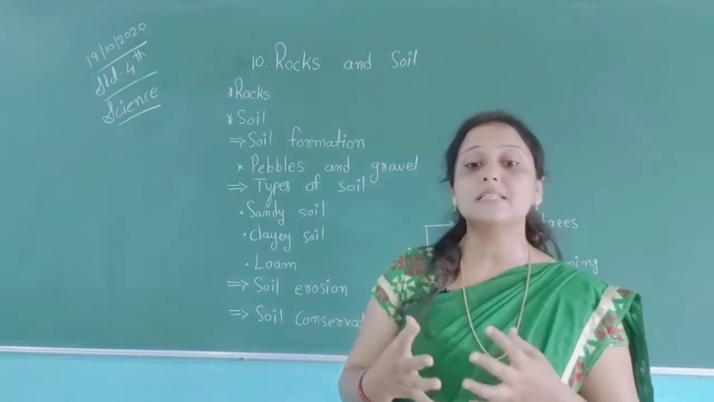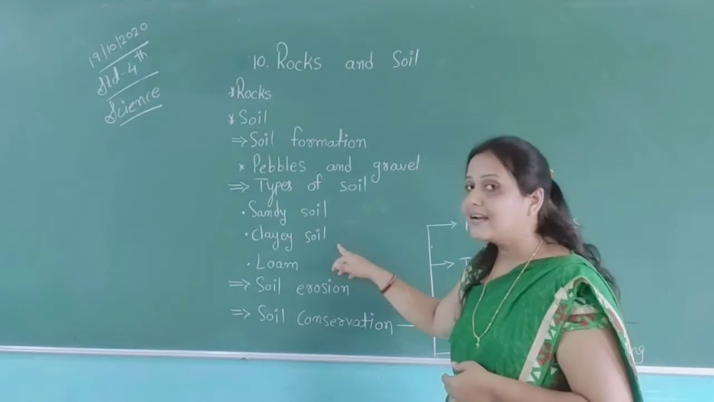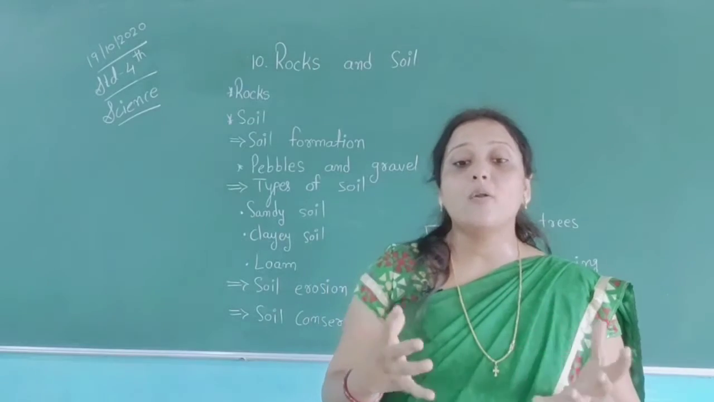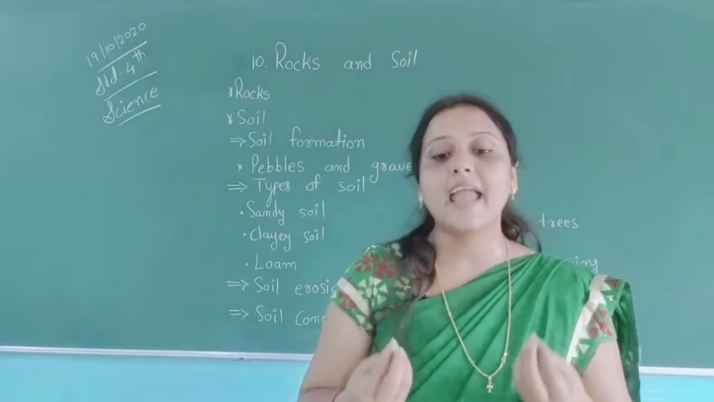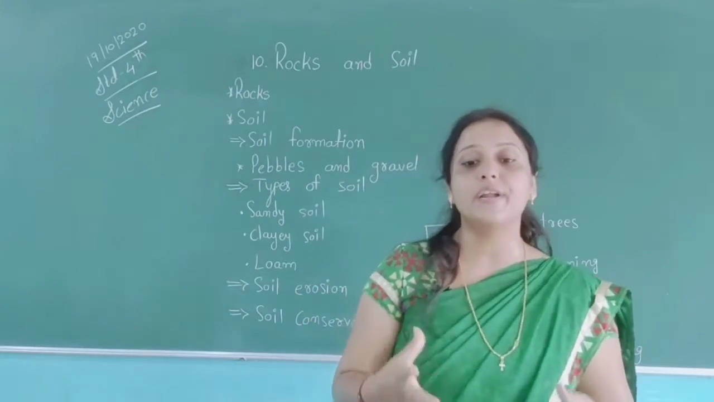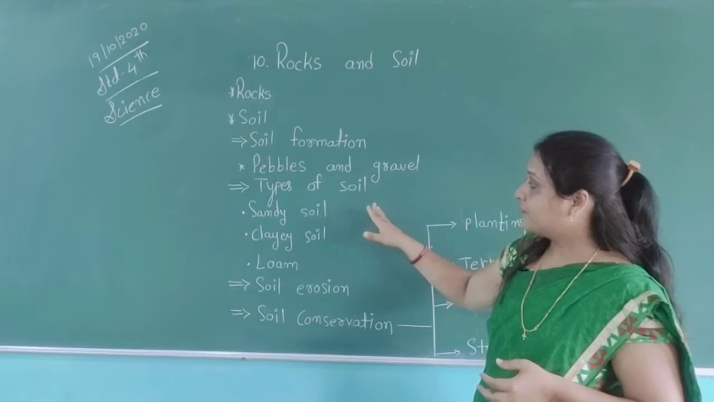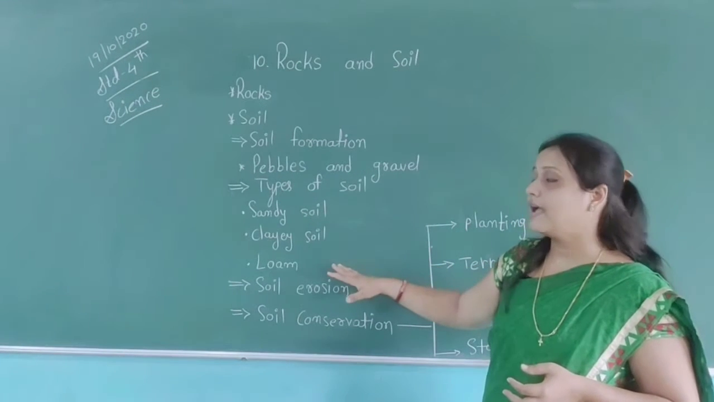Then loam. Loam is a mixture of sand and clay. It can hold air and water. It contains humus. So in total we have three types of soil: sandy soil, clay soil, and loam.